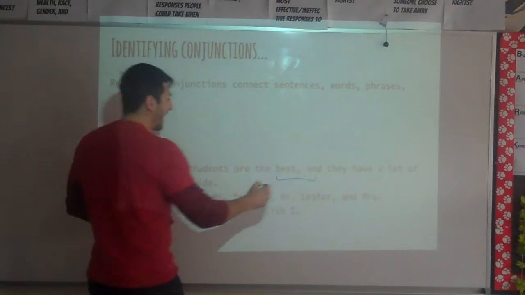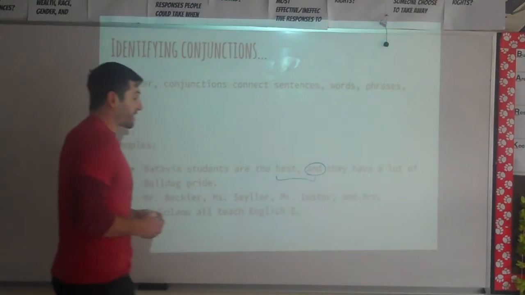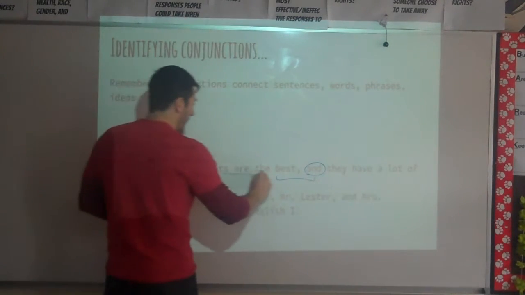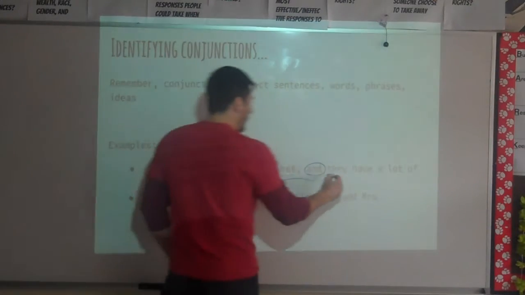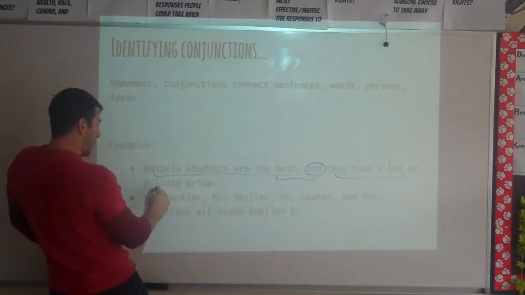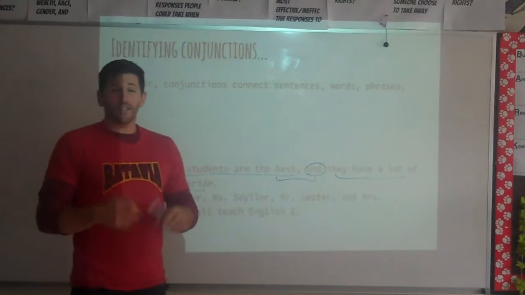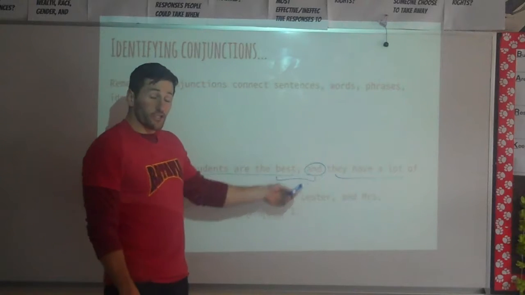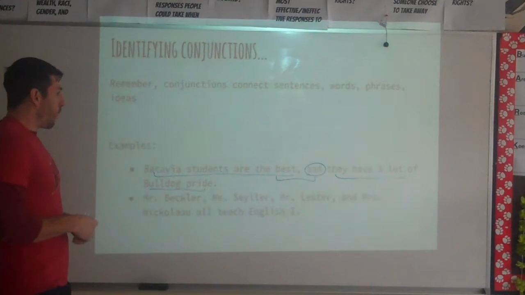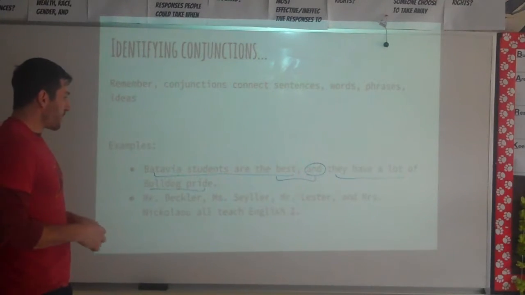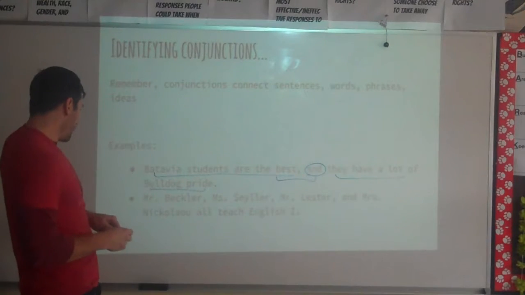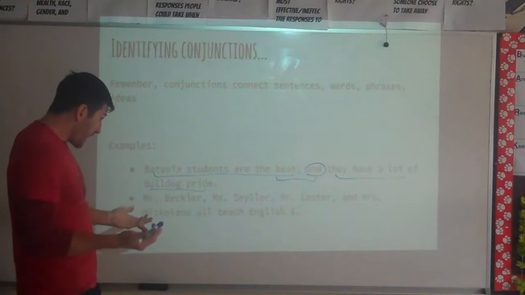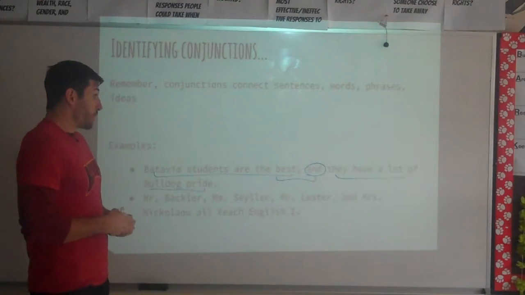So here we have that and, right? So this isn't one that's conjoining two words, it's actually joining two parts of your sentence. So we have Batavia students are the best, and they have a lot of bulldog pride. So it's joining, saying those two ideas really work together. So instead of making them separate sentences, put in that comma, and we use a conjunction to make them one idea. So then we have Mr. Beckler, Miss Seiler, Mr. Lester, and Mrs. Nicolau all teach English 1. True. So this is one where we're joining words together.